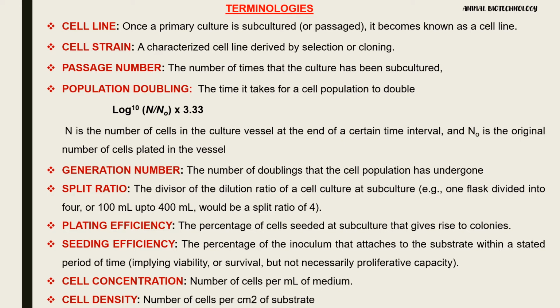Cell concentration is the number of cells per ml of medium, while cell density is the number of cells per centimeter square of substrate.